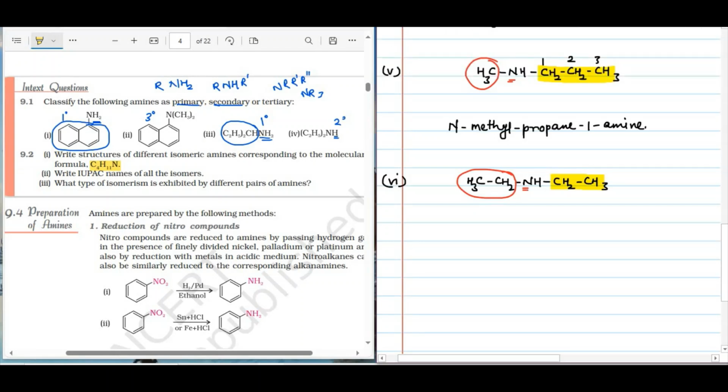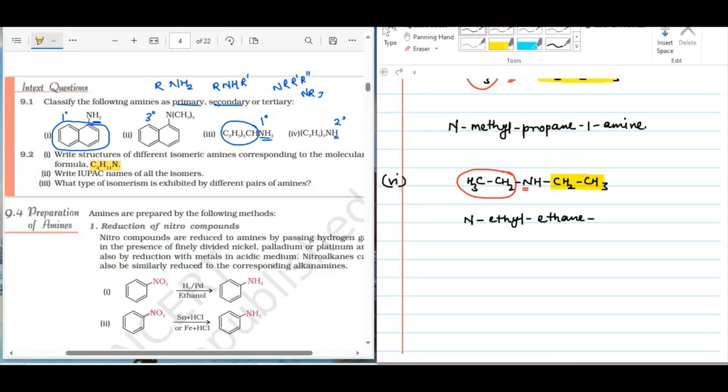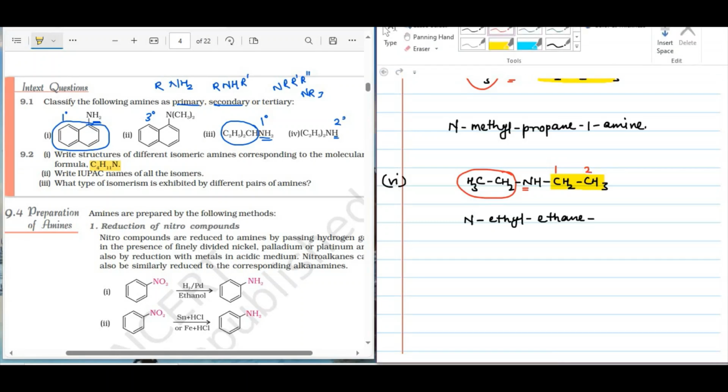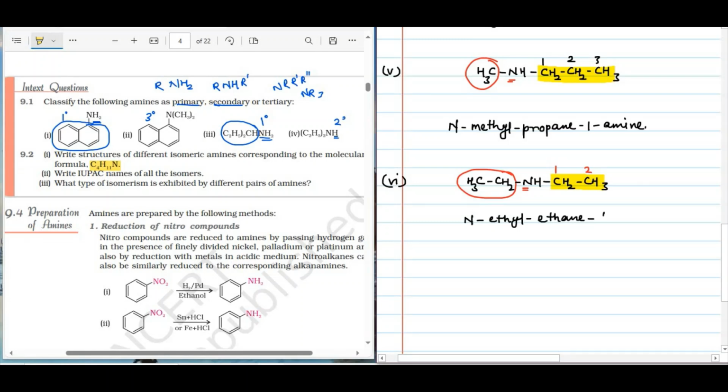Now name this molecule. So this time you will name N ethyl, and the longest chain is 2 carbons long, so it is ethane. When you number the chain, you will number it in the left direction. So 1 and 2. The amine group is bonded to the first carbon of ethane. So the name will be N-ethyl ethane 1 amine.